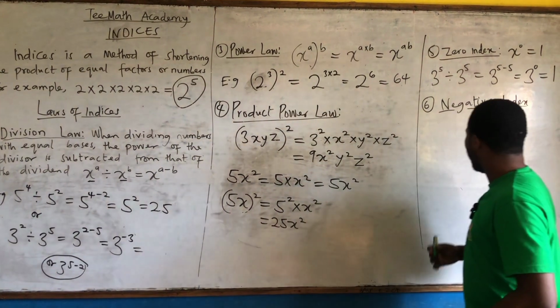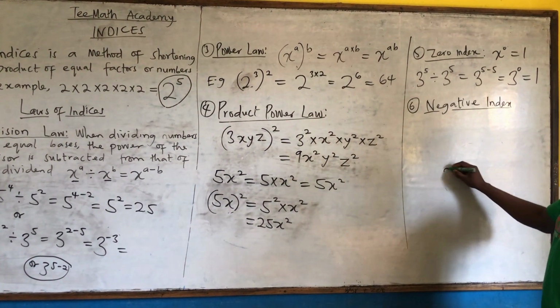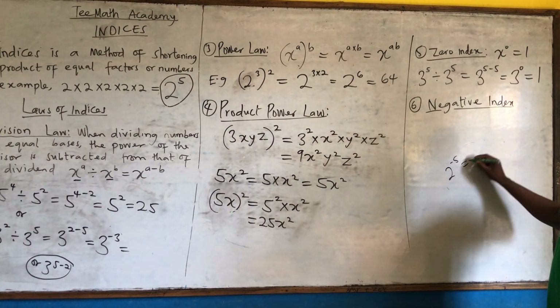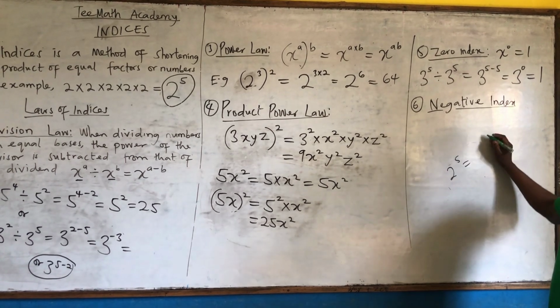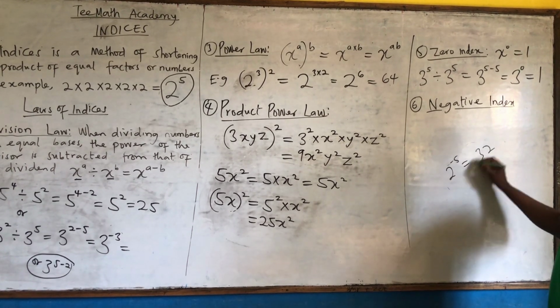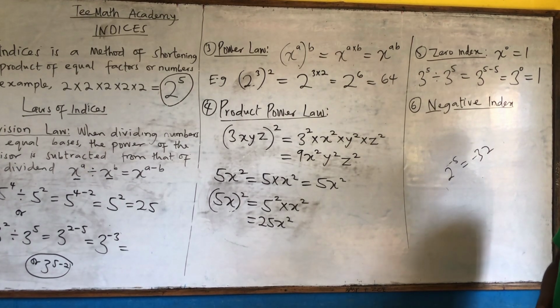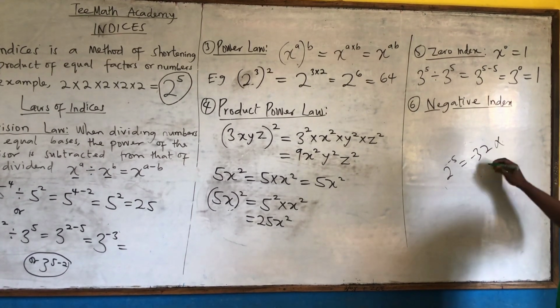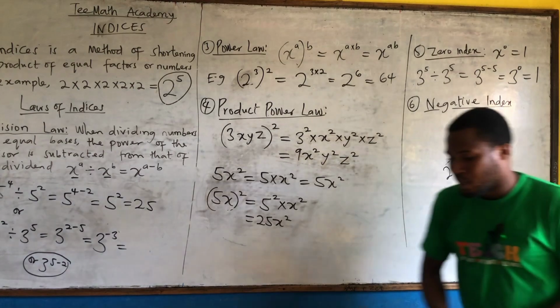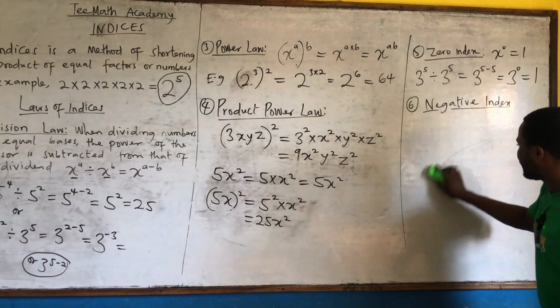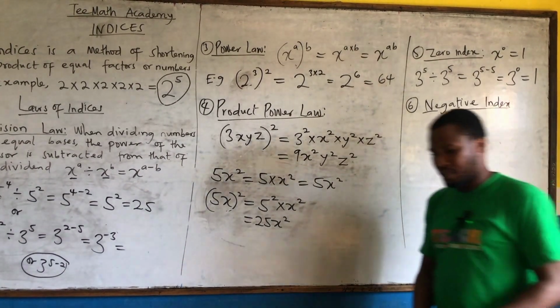Okay? Because I've met a lot of people that they will say 2 raised to power minus 5. Actually, 2 raised to power 5 is 32. But because of this minus, they will now say minus 32. That is actually funny, and it's very, very wrong. Okay? So wrong. Now, how do we approach negative index?